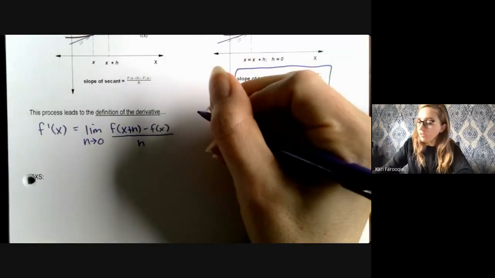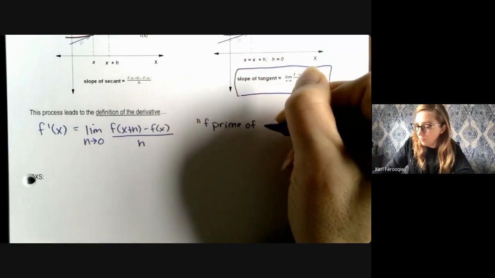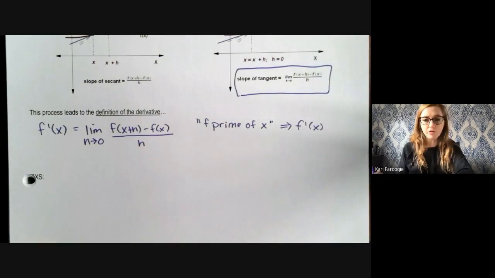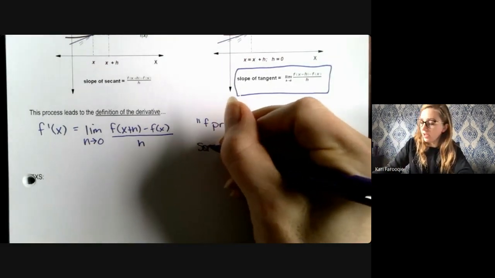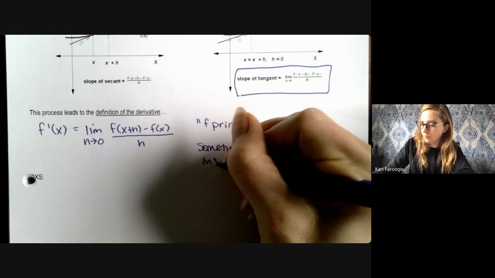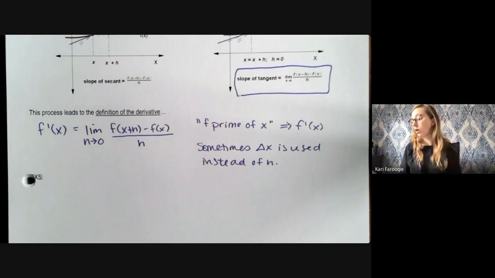Now, f prime of x is the notation. We read this f prime of x. It's like a little apostrophe between the f and the left parenthesis. If you've taken calc before, you might come across the notation, sometimes delta x is used instead of h. So you might see that if you end up coming across some other calculus videos or worksheets or some sort of learning aids. It's just that h represents the change in the x coordinate.